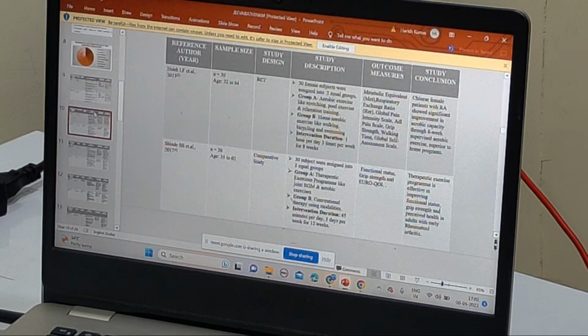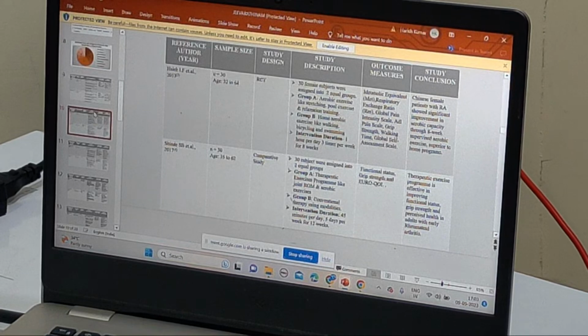Next, these two interventions mainly focus on aerobic exercise and some therapeutic exercise programs. In 2013, Se and others studied 30 Chinese female patients with rheumatoid arthritis aged 32 to 64 in an 8-week trial. They were divided into Group A and Group B. Group A had supervised aerobic exercise. Group B had home-based exercise. The results showed the supervised exercise significantly improved aerobic capacity.